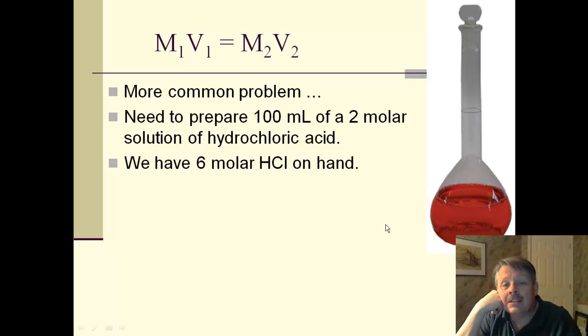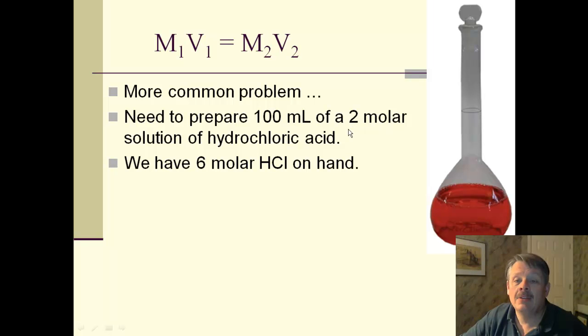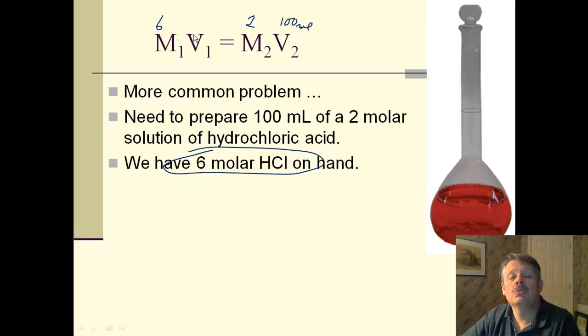Now, in reality, we have a much more common problem. A more common problem in the lab is that you need a particular concentration of solution. So, for example, I might need to prepare 100 milliliters of a 2 molar solution of hydrochloric acid. Now, I might not have any 2 molar solution, but I might have 6 molar on hand. So if I want to produce 100 milliliters of 2 molar, how many milliliters of 6 molar hydrochloric acid do I need? Well, clearly I need less than 100 milliliters, but how much less?